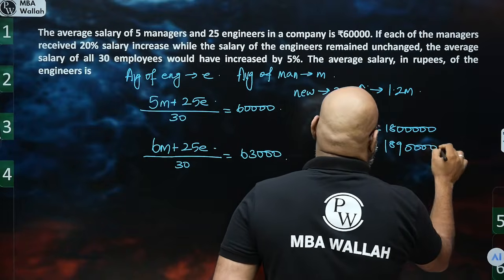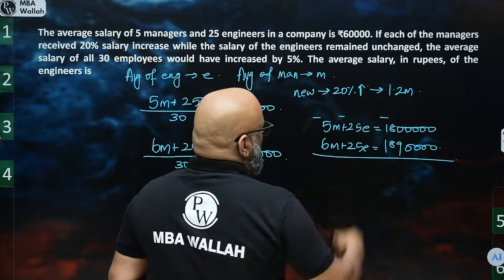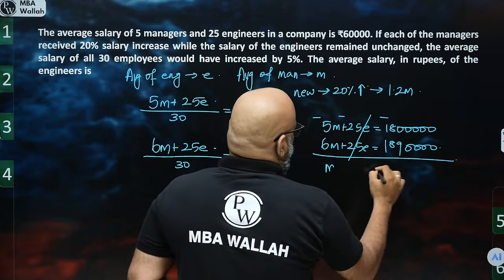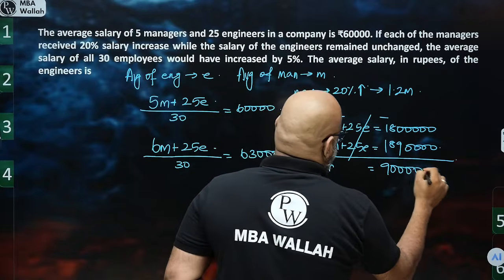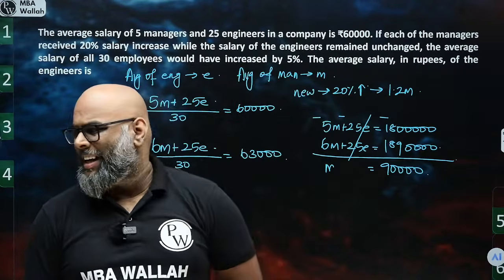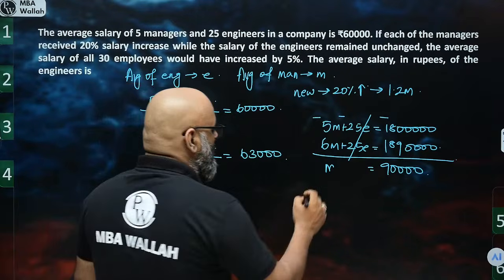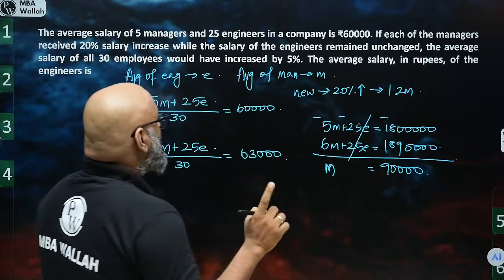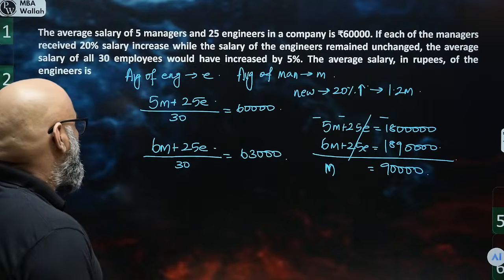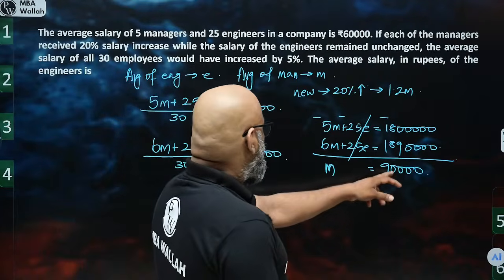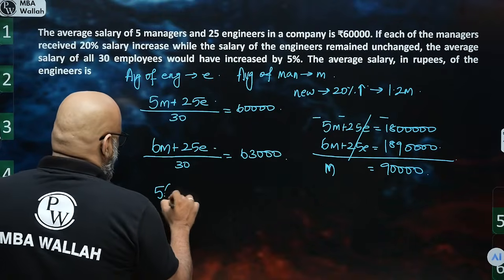1, 2, 3, 4. So I'm going to solve for this equation, minus, minus and minus. So this gets cancelled. M is equal to 189 minus 180 is 9, so 90,000. 4 zeros, 90K. So the average salary of a manager is 90,000. But the question is asking the average salary of engineers. So at some point I have to plug this in elsewhere. I'm going to plug this over here, 5, so that will become 5 into 90,000.